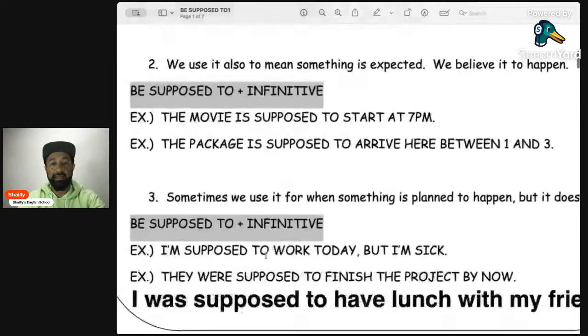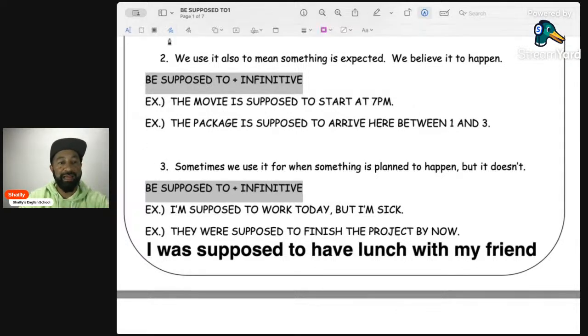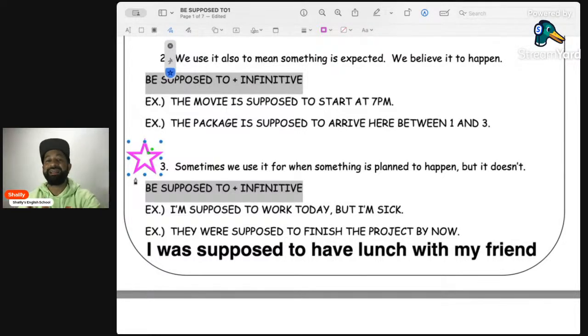Okay. And number 3 is the most common use of this. I'm going to put a little asterisk right here. Number 3 says, sometimes we use it for when something is planned to happen, but it doesn't happen. Right? So it's planned to happen, but then it doesn't happen.